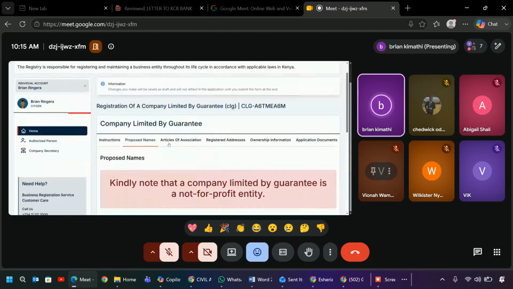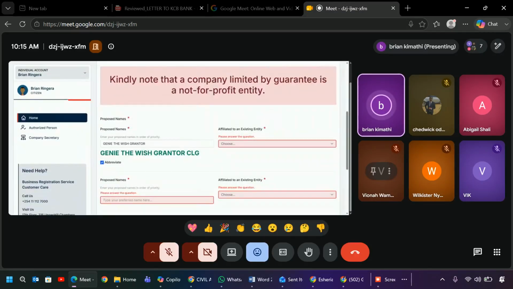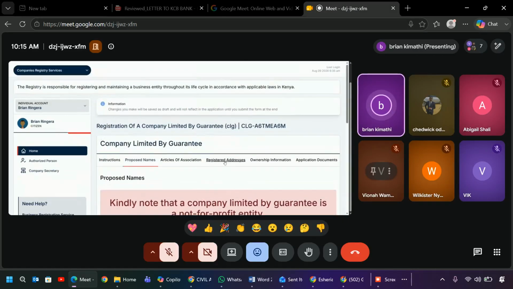Then you continue to select articles of association. You continue to enter registered address, ownership information, and application documents. So it is the same for all companies. You can make a specimen application and then you can see that. So I wish to summarize that with these BRS notes on incorporation so that we can proceed with today's session.